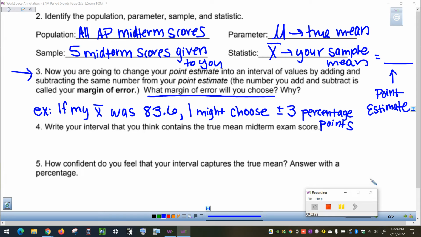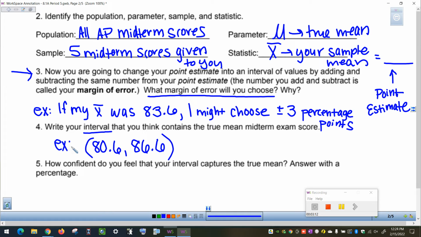So for example, let's say that my sample mean was 83.6, I'm talking together with my group, and together we decide that we think that the true mean might be above or below that point estimate by maybe 3 percentage points. I could turn that into an interval by adding and subtracting 3. So if I subtract 3, my lower bound would be 80.6, and if I add 3, that's going to get me up to 86.6. Now all of our answers here for number 4 are going to be different. This is just an example.